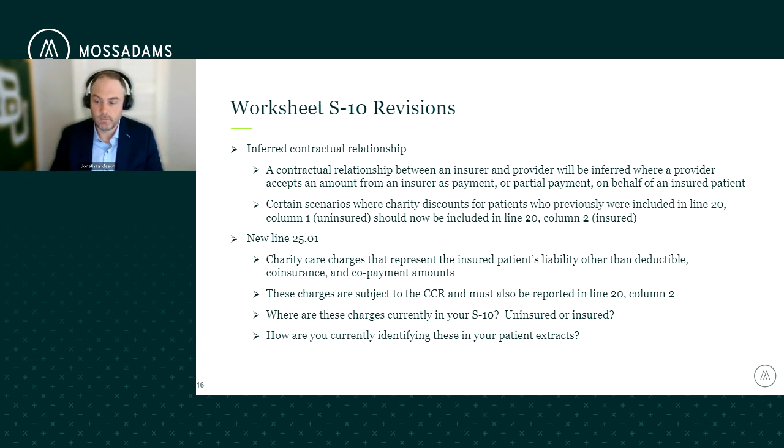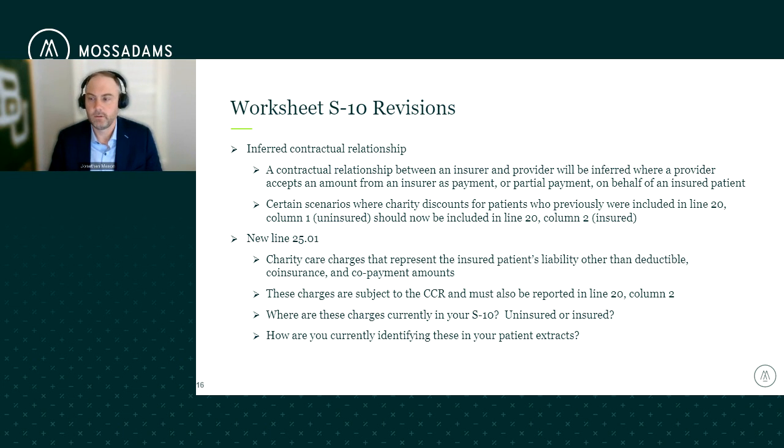On top of that, they added a new line 25.01, and that new 25.01 is basically your non-Medicaid, non-covered charges. Not associated with deductible, coinsurance, copayment, but this new 25.01 is where you'll put those non-covered amounts. They flow into line 20 column 2, so they'll be in your insured amounts, but they'll also be identified in this 25.01. So the thing to think about is where those dollars are right now if you're capturing these. Are they in your line 20 column 1 right now, or are they in your column 2?